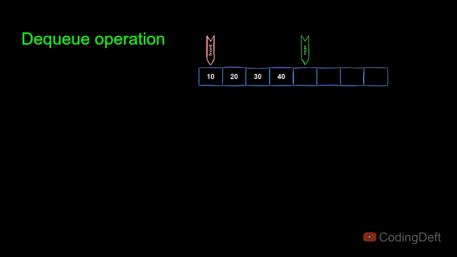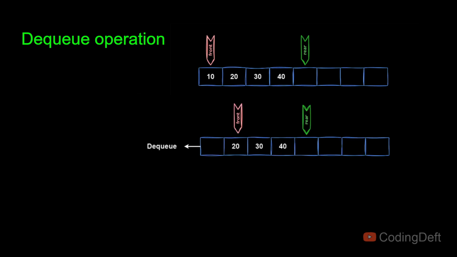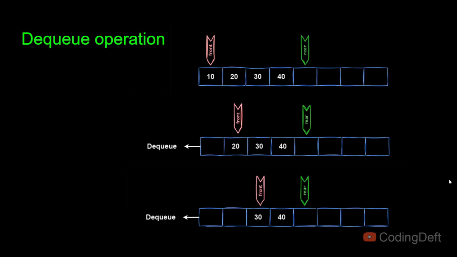Now let us see dequeue. This is how a queue looks like now. Now we need to dequeue. Dequeue will be done from the front. What we will do is we will remove 10 from the front and we will increment front. So this is the dequeue operation. We will do one more dequeue. We will remove 20 and increment the front. Now front will point to 30. So those are the queue operations.